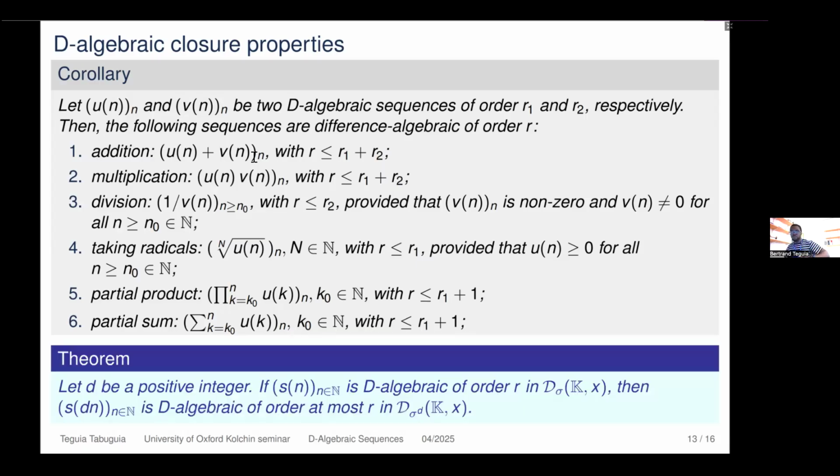And one closure property, which I think I will not discuss today but maybe in the next presentation on this topic, is the closure property related to the subsequence at arithmetic progression. So if you have a D-algebraic sequence, then every subsequence, the subsequence s(dn), is also D-algebraic, and the order is also R, but in a difference ring of difference polynomials. This one, sigma B, is a kind of jump.